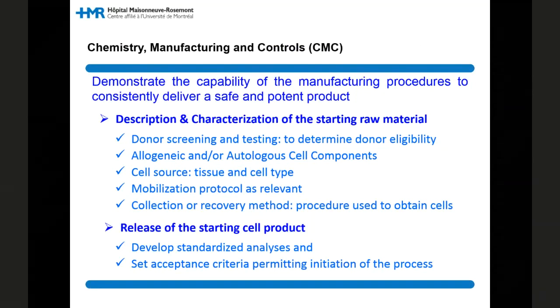And probably one of the most important elements is the release criteria. The release of your starting material, like what's coming in: obviously, garbage in, garbage out. So do you want to manipulate cells? If you're starting with a product where you don't have enough cells, probably you don't want to go through the expense. So you need to have very good starting material release criteria and also release criteria in the end. Like what are you going to be giving to the patient? You need to develop analyses that are very reliable and set acceptance criteria that are well defined, which will allow you to initiate the process.